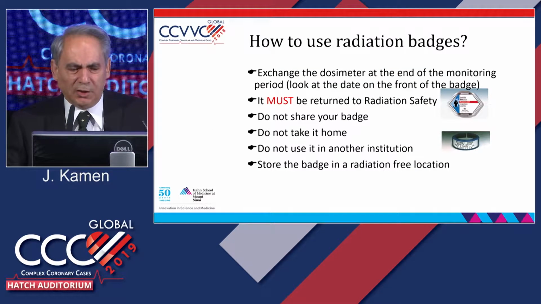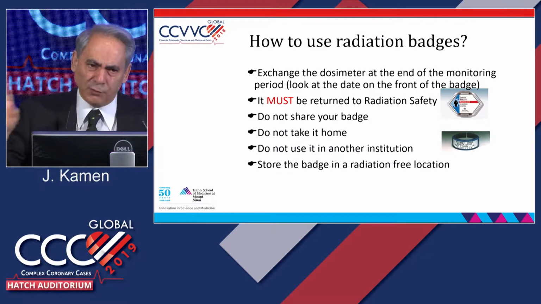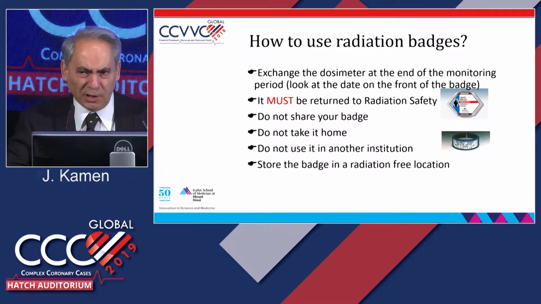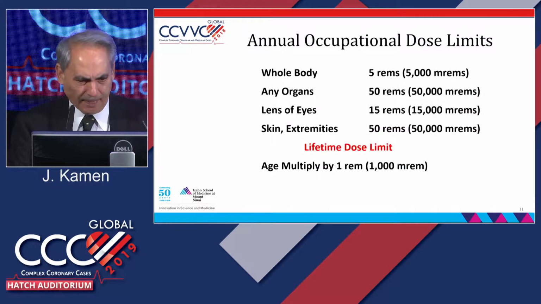How to use the radiation badge? So obviously, exchange the dosimeter on time. You must return it at the end of the month. Don't share it with someone else. Don't take it home. Do not use it in another institution. If you work in 2 hospitals, you have to have 2 different badges, one for each hospital. Can anyone tell me why? If something goes wrong and you have a high reading, how would I know where it happened? So you must have separate badges. Store your badge in a radiation-free area.